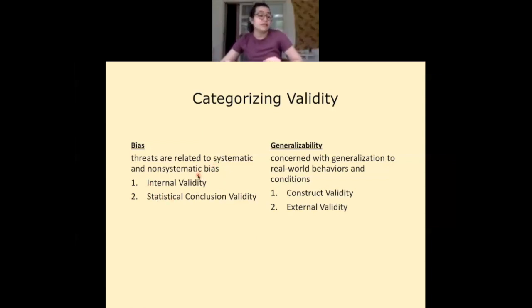And then internal validity, I'm going to go back to. Validity can be categorized into two spaces: there's bias, and then there's generalizability. And bias is this idea that there are certain things that we're sort of blinded to, that we have not considered regarding internal validity.